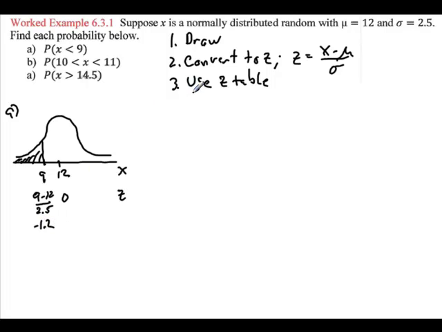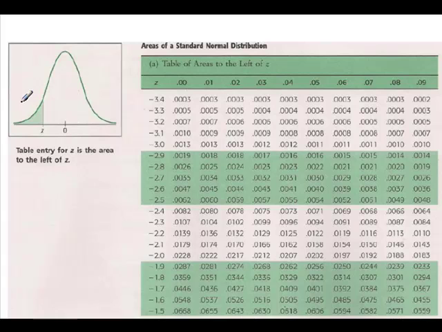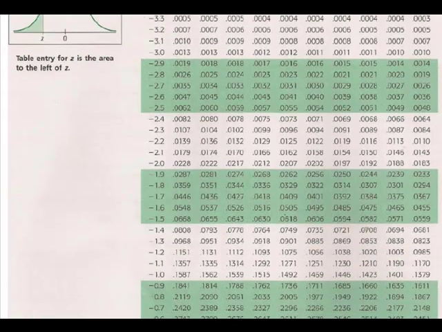Last but not least, let's look this up on our z table, and that will be the probability that x is less than 9, which equals the probability that z is less than negative 1.2. So let's look up negative 1.2 on our z table and see what we get. Scrolling down a little bit, we find negative 1.2. 0 is in the first column, and so our answer is 0.1151.